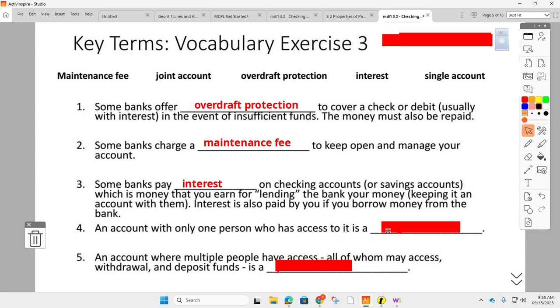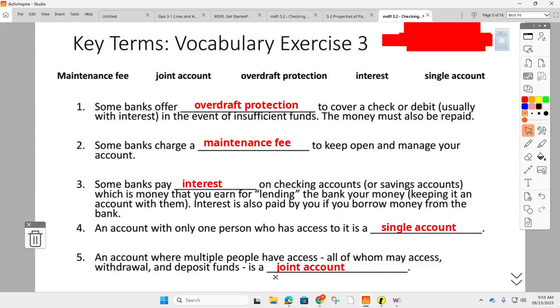An account with only one person who has access to it is a what, Amani? Amani, put yourself up, honey. We're not on there right now. What's number 4, Amani? Yes. Single account. An account where multiple people have access, all who may access the drawing and deposit funds, is a joint account. I have a joint account with my husband. Sometimes when you're young, you have a joint account with your parents.